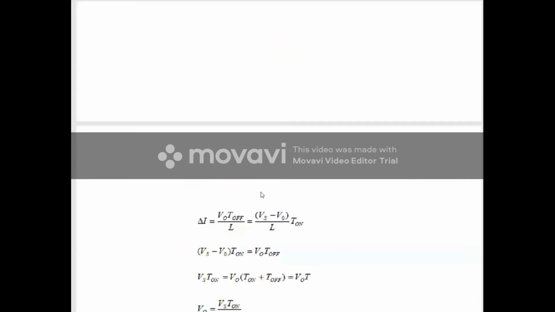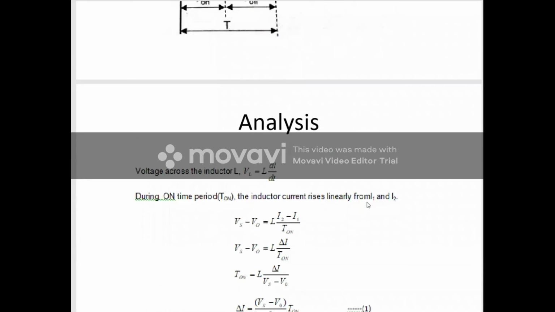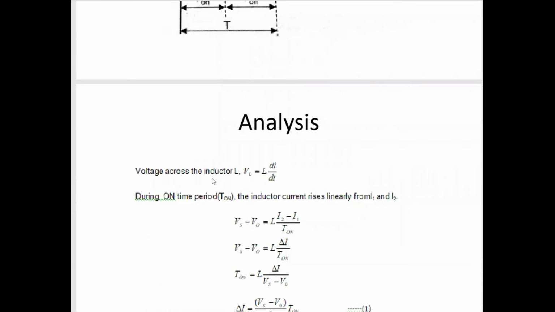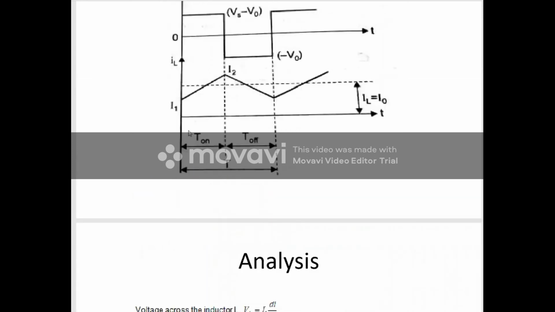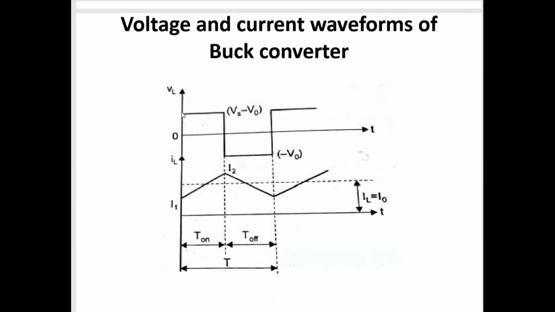Okay, how to prove this? First, we know the general formula for the voltage across the inductor. What is the voltage across the inductor? VL can be written as L into di by dt. This is the general formula for the voltage across the inductor: VL equal to L into di by dt. During this time the amplitude is higher, and during this time the amplitude is some different value, minus V0. So we have to write the relation for this.